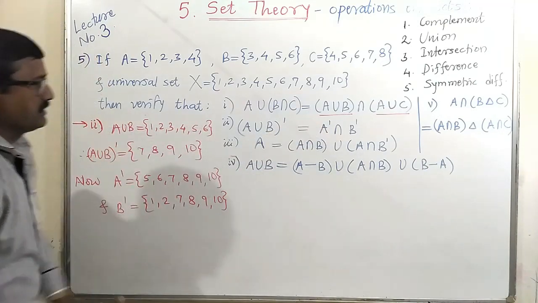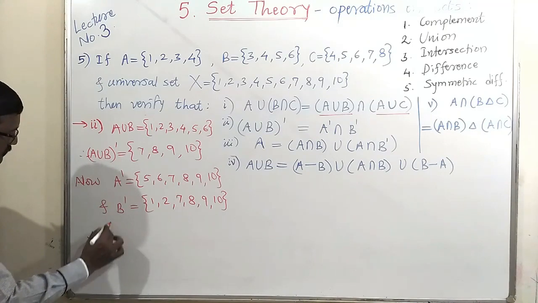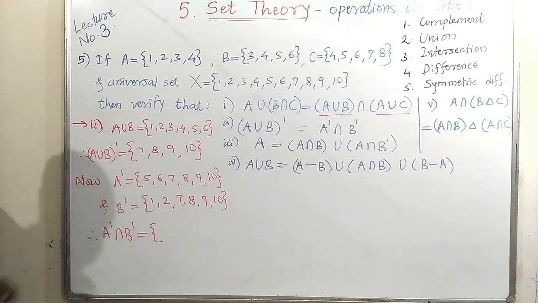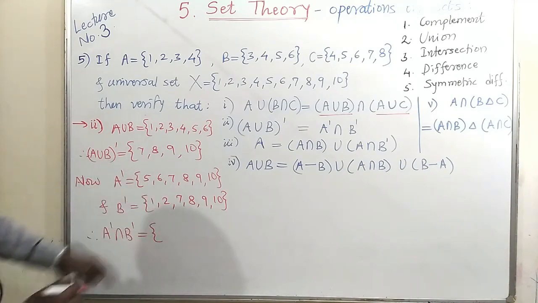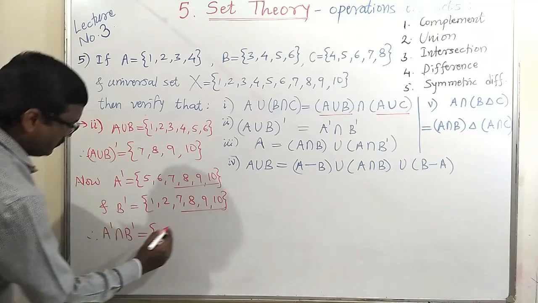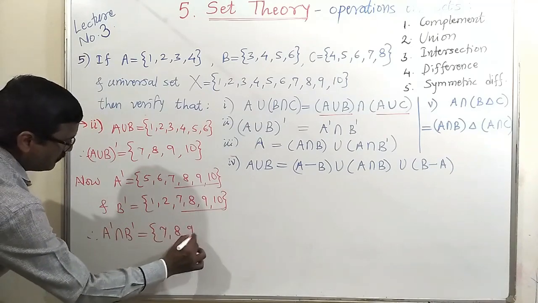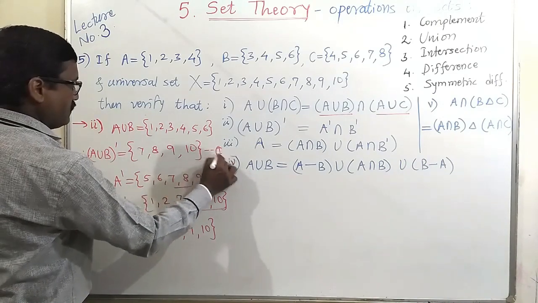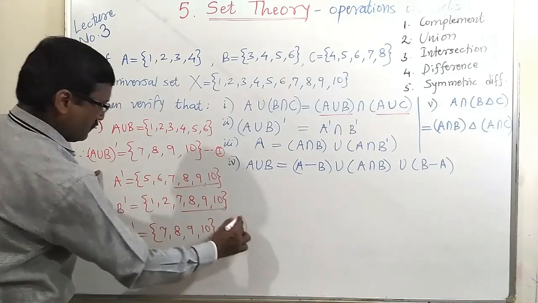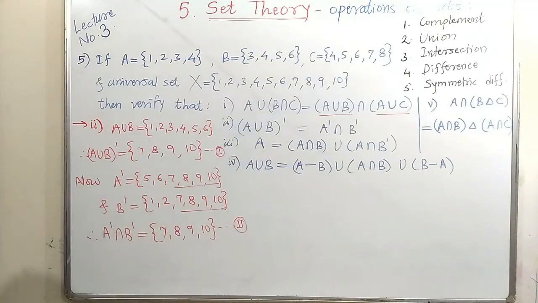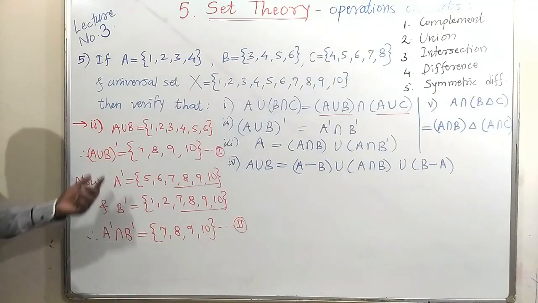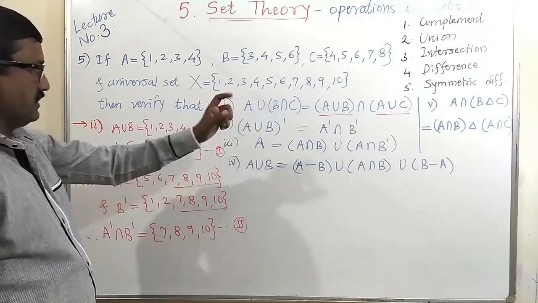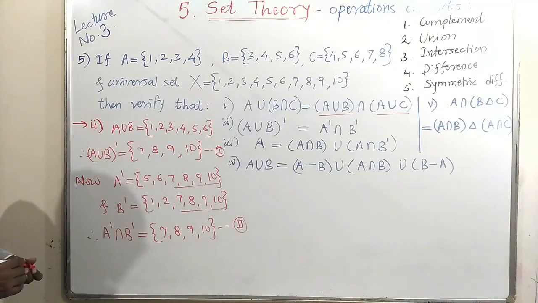As required, let us find A complement intersection B complement. That is equal to. Now the common elements between these two are 7 to 10. So we get 7, 8, 9, 10. So this one is our LHS and this is RHS. So from equations 1 and 2, the complement of the union of two sets is equal to the intersection of their complements. That is the required second result. Okay. Let us see the third one.